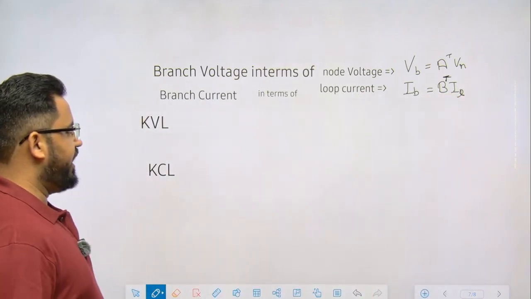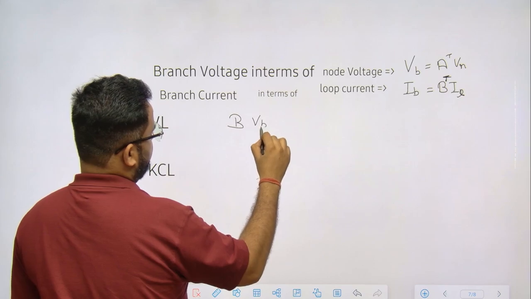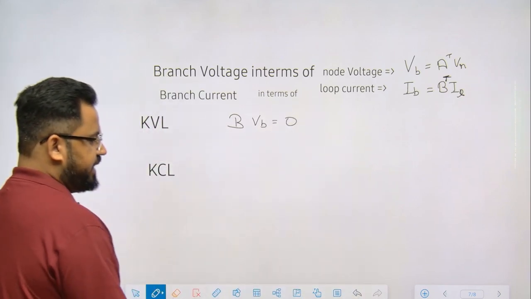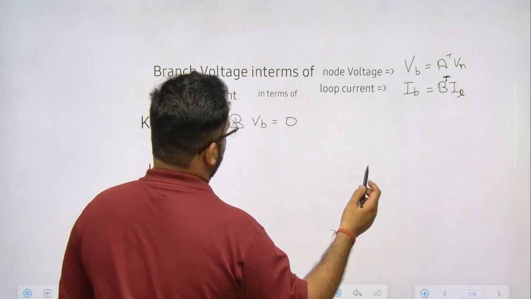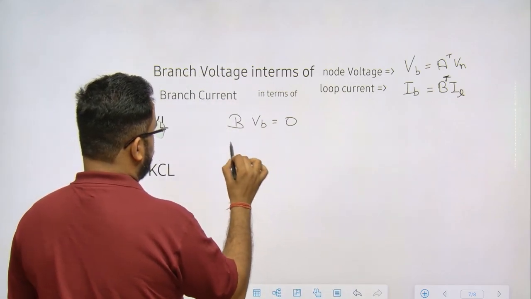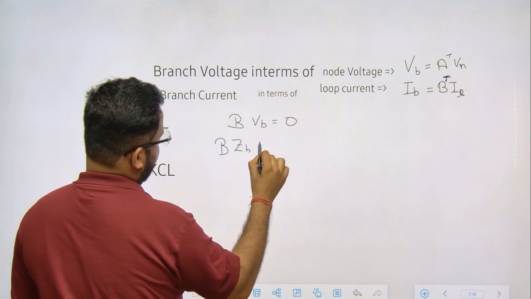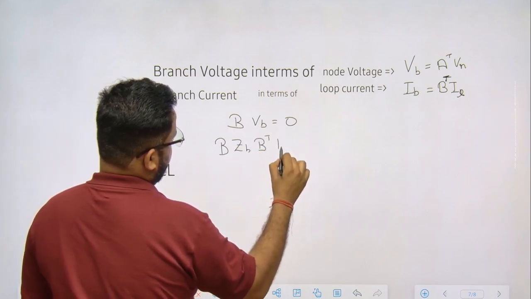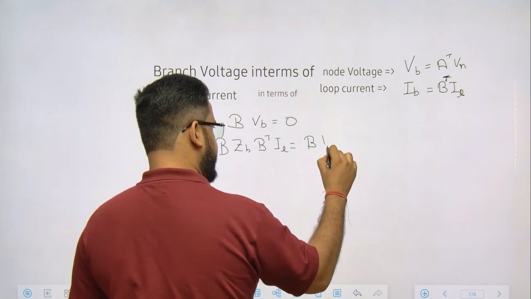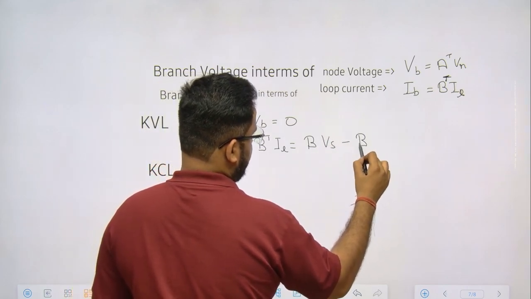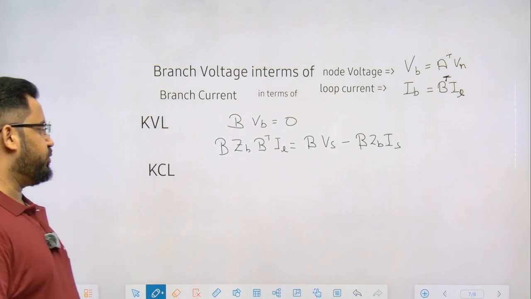Now KVL. We have the branch voltage, that is VB. B into VB should be equal to 0. This is the simplest KVL we have used. The other KVL is where we have to find out all the current equations. So we write B times ZB into B transpose into IL is equal to B times VS minus B ZB IS. This is my KVL equation.